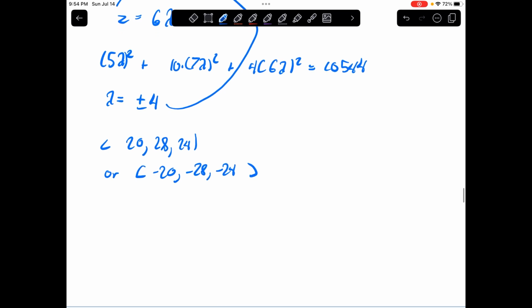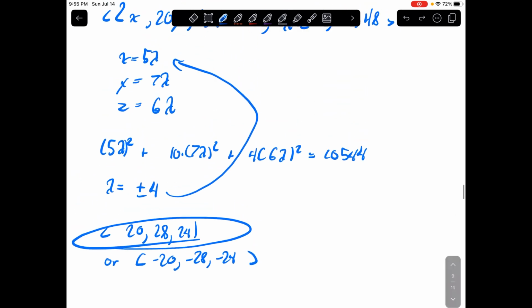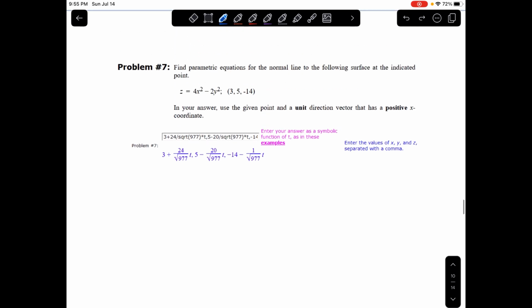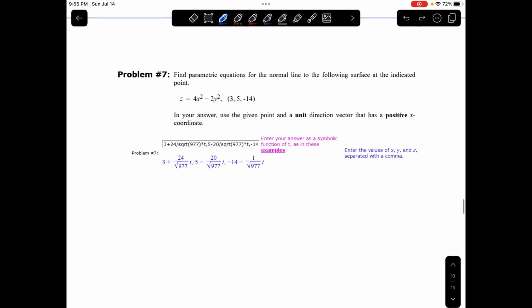And since they're telling us to find a unit direction vector that has a positive x-coordinate, this is the only one with a positive x-coordinate. The whole unit vector stuff I didn't exactly understand. But yeah, that's about it. If someone can also help me with that, that'd be a whole lot of help.